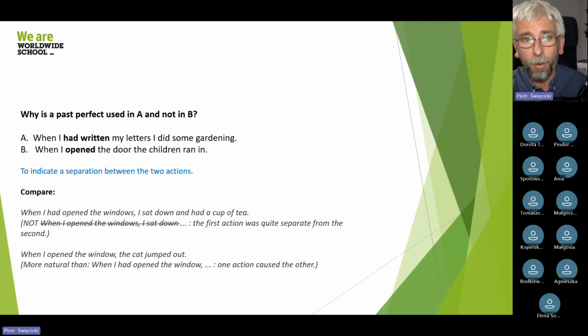And B: when I opened the door, the children ran in. Okay, so two maybe not similar situations, but you get the point. Action one, action two, action one, action two. Why past perfect? What's the story here? Any ideas?